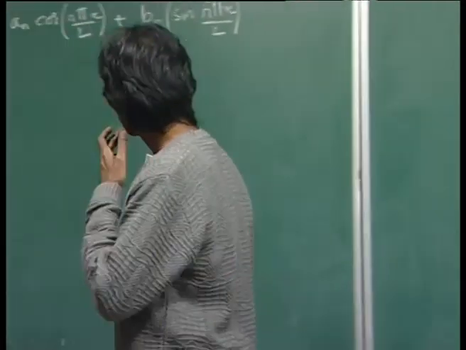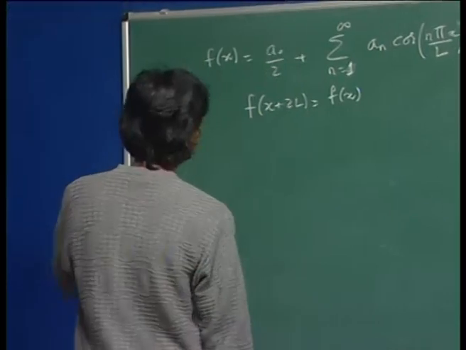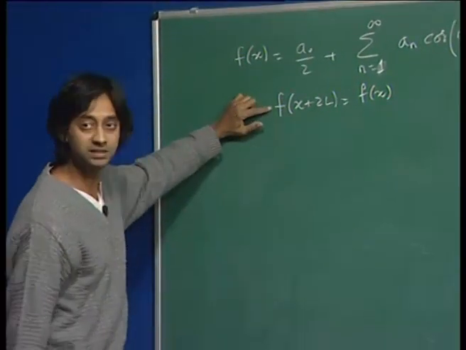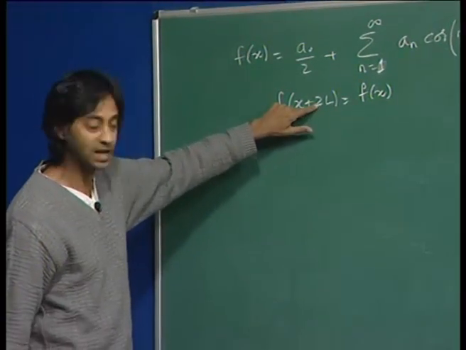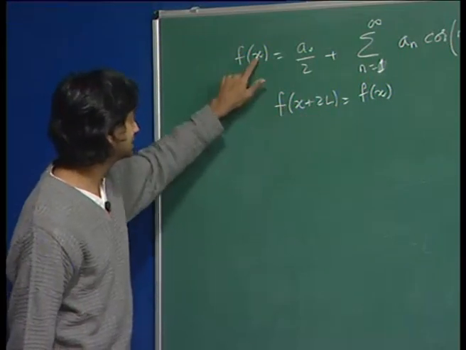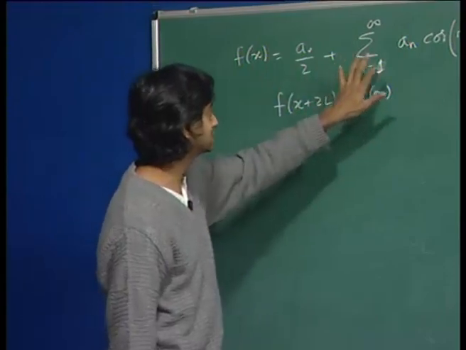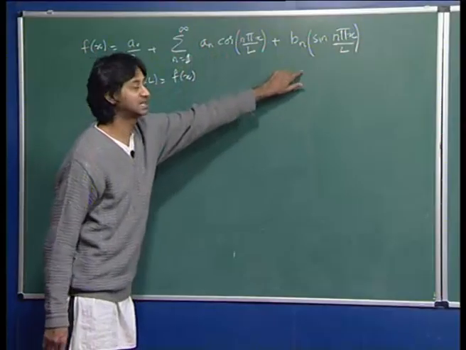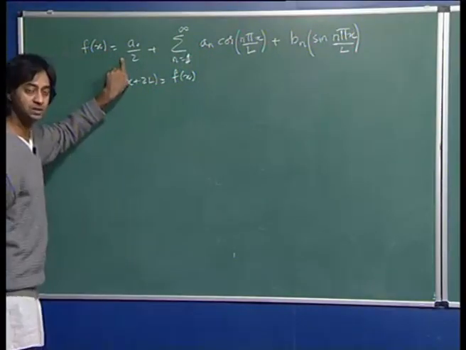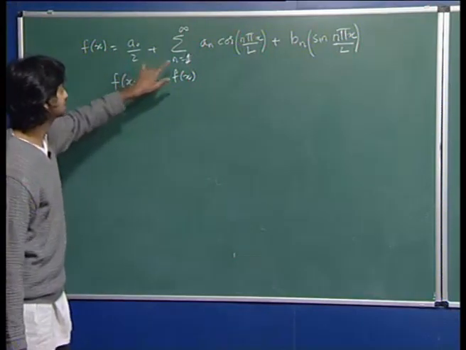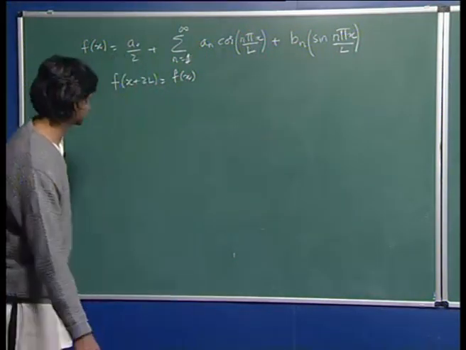So, what we have seen so far is that if you had a function that was periodic with period 2L, you could express it as a Fourier series. You could write it as a linear combination of cosines, sines and a constant term, and we saw the expressions for each of the a_n's and each of the b_n's.